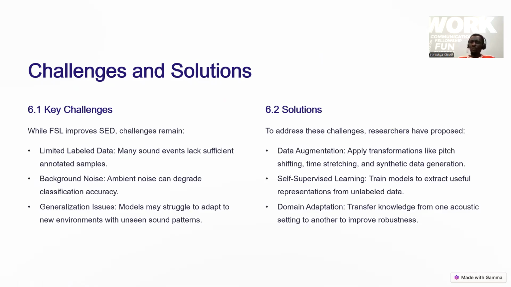Then, the solutions. We do what we call data augmentation, where we apply transformations like pitch shifting, time stretching, and synthetic data generation. Then self-supervised learning, where we train models to extract useful information from unlabeled data. This makes the classification a bit easier because they usually use correlations and similarities to come up with the useful information. And then domain adaptation, where I transfer knowledge from one setting to another to improve robustness.